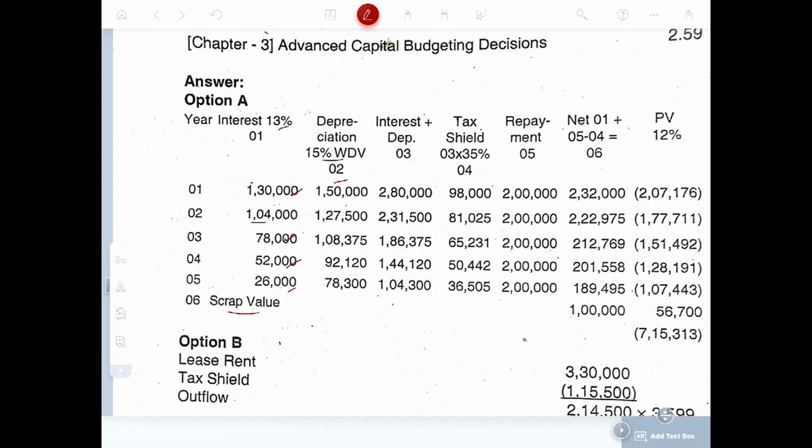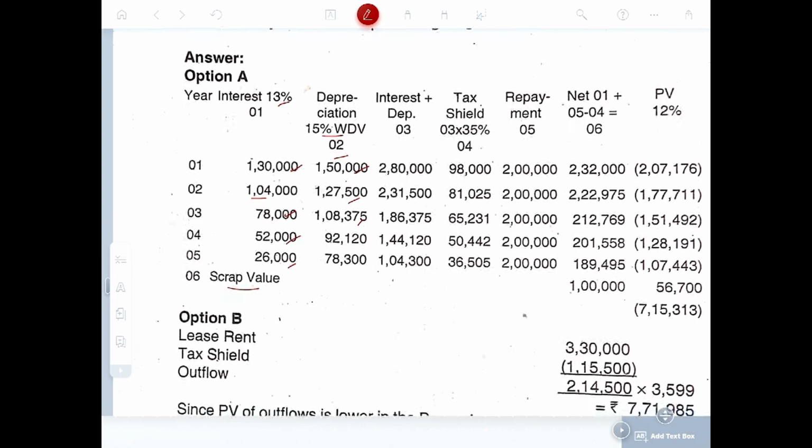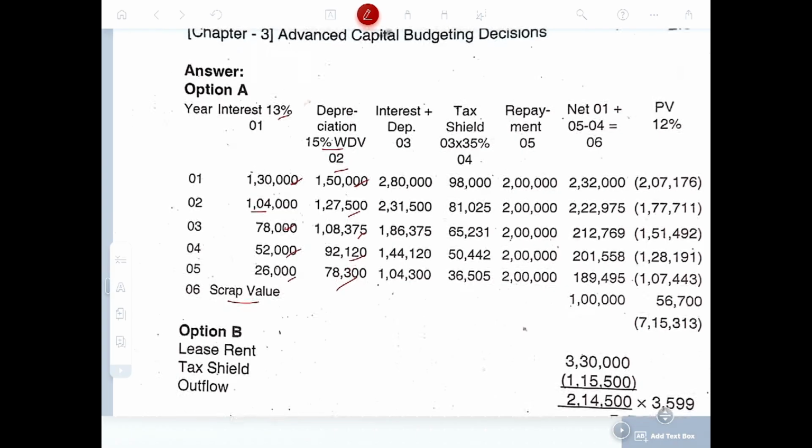value method, so how? 10 lakhs into 15 percentage, 1 lakh 15,000 minus 8 lakh into 15 percentage. 10 lakh minus 15,000, 8 lakh 15,000 into 15 percentage, 12 lakh 1 lakh into 15 percentage, 1 lakh 8,000 minus into 15 percentage, 90,000 into 15 percentage, 92,120 minus 70,000, okay. If we add interest plus depreciation we get 2,80,231. This is the tax shield, and the tax shield is 35% on this.